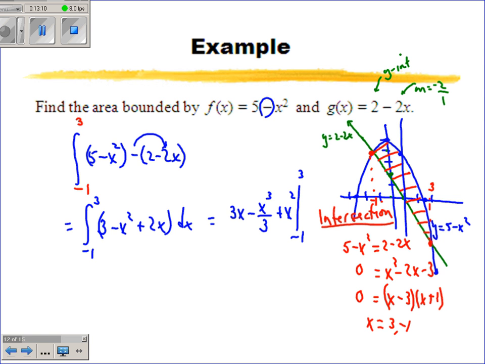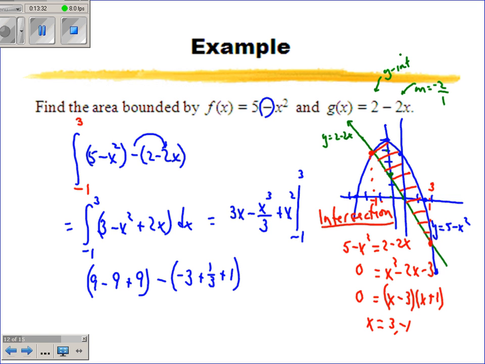Evaluating at 3 first, we're going to have 9 minus 27 over 3 will be 9 again, plus another 9. That's what we get when we put the 3 in. Then minus what we get when we put negative 1 in, it'll be negative 3. Negative 1 cubed is negative 1, but then we're going to have another minus in front, so that'll be a plus 1/3 and then a plus 1 when we square the negative 1.